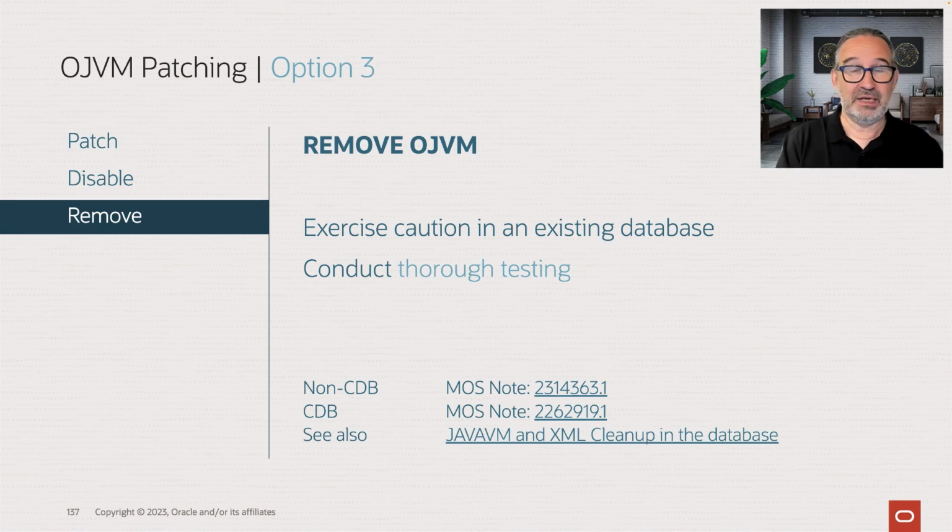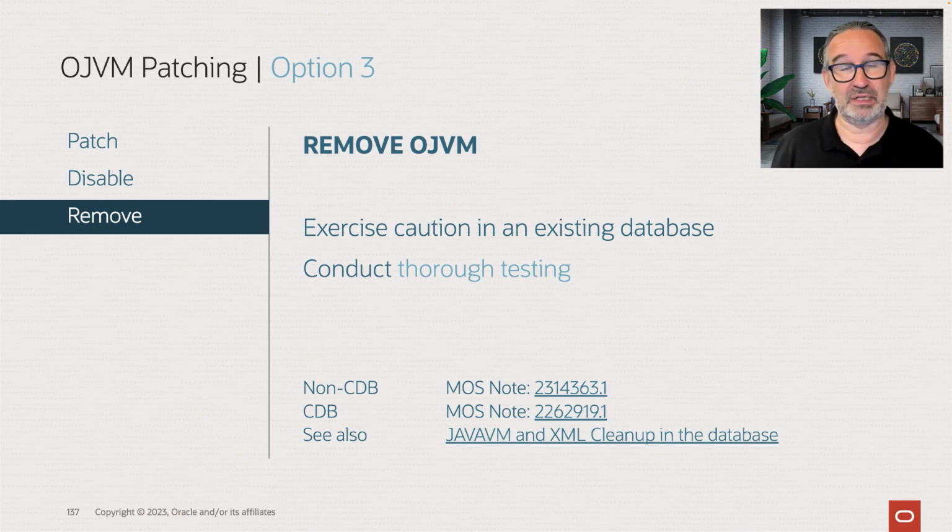We found out that especially with RUs in 19C, from each to the next RU, there may be a change in the removal procedure, what you need to clean up. Because the removal procedure is not always working as perfectly as you would expect. In non-CDBs, usually it works fine, but with CDBs, it's a bit more tricky.